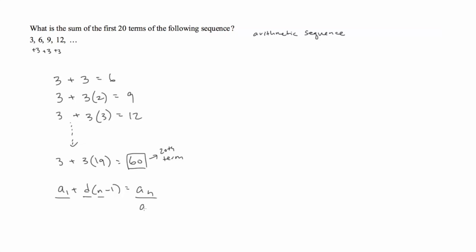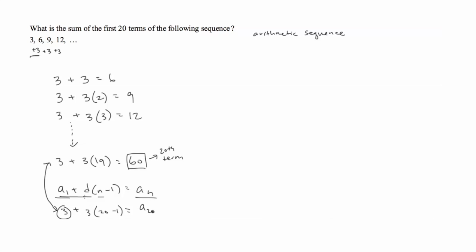So in this case, we want to figure out what a sub 20 is, and that's equal to a1, which is the first term, 3, plus the difference, which we already established is plus 3, times n, where we have a total of 20 terms, minus 1. As you can see, they're exactly the same thing. We have 3, plus 3, and here's that plus 3 as well. And here we have 20 minus 1, which is 19, the same exact 19, and we get 60.